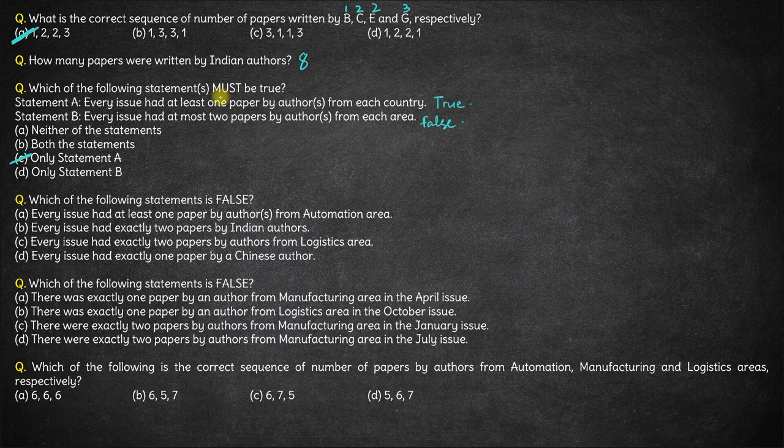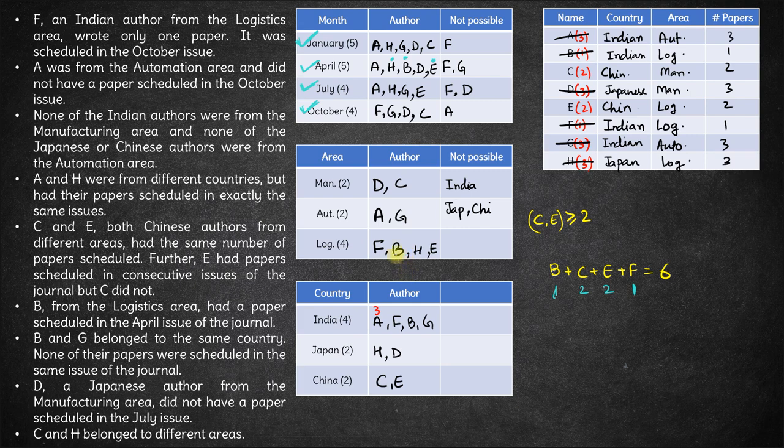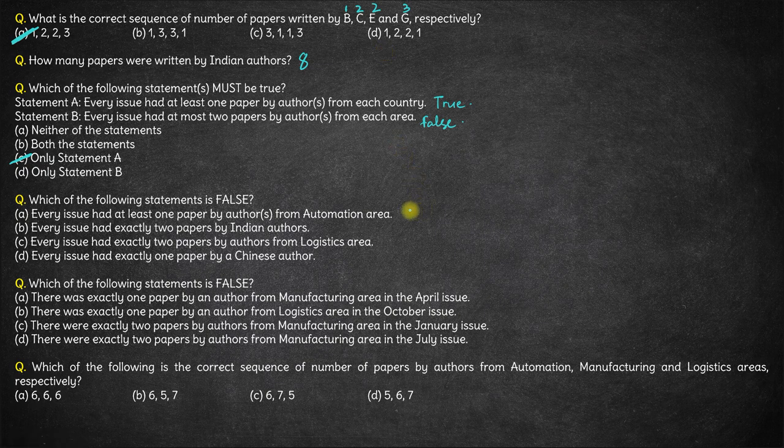Okay. Next, which of the following statements is false? Let's see. Every issue had at least one paper from automation. Now, is it possible? For automation, there are two people, A and G. So January, April and July have automation, and G is in October. So October also has a paper from automation area. So this is true.